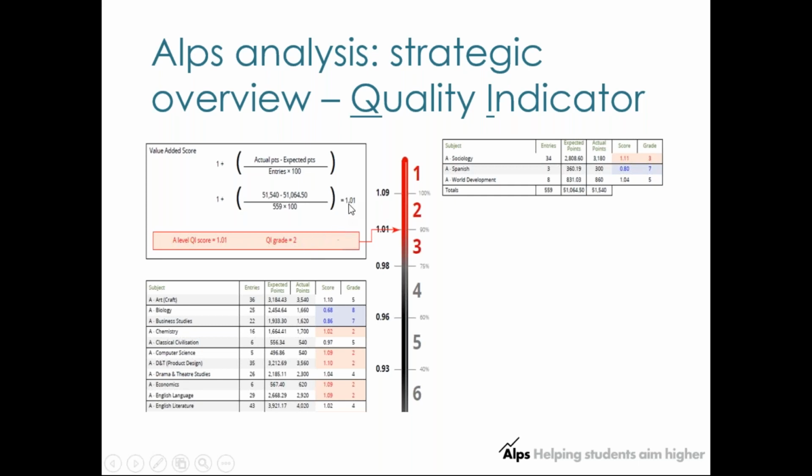You can see here that the score is 1.01. 1.01 takes us right to the cusp of a 2, which creates a 2, and you can see all of the subjects that make that up. Obviously, the more students in each subject, the more the scores in that subject have an effect on the indicator.